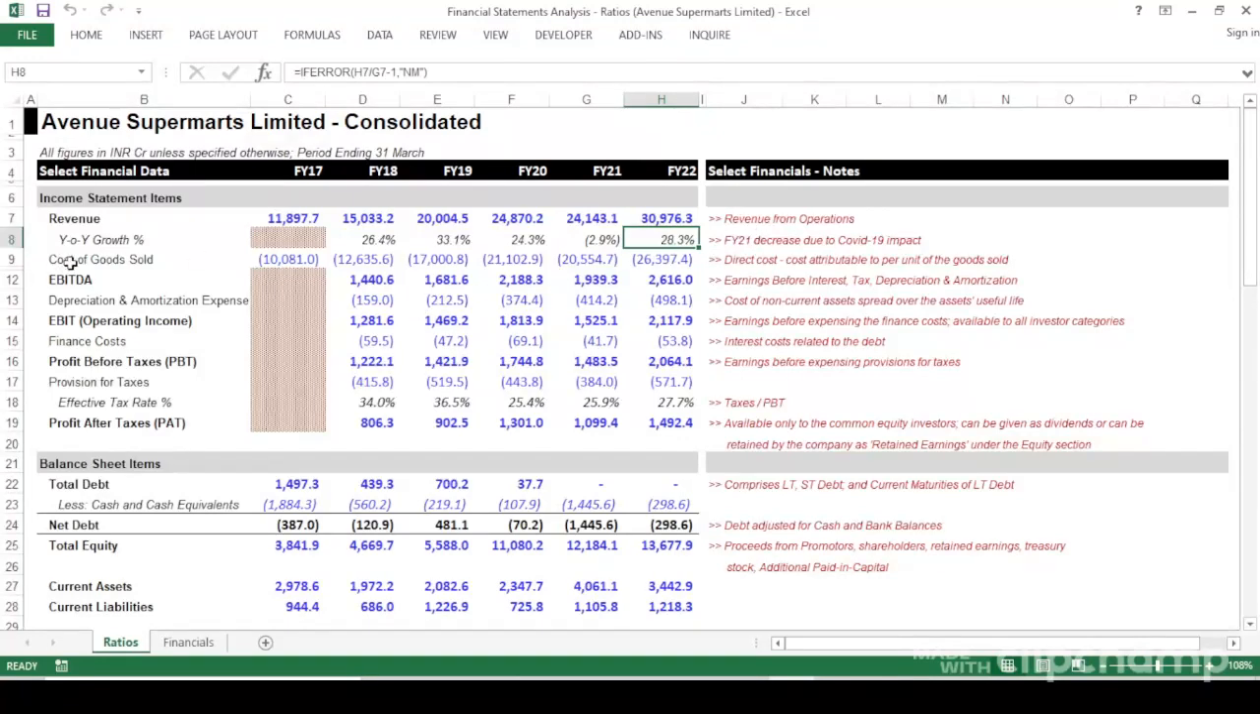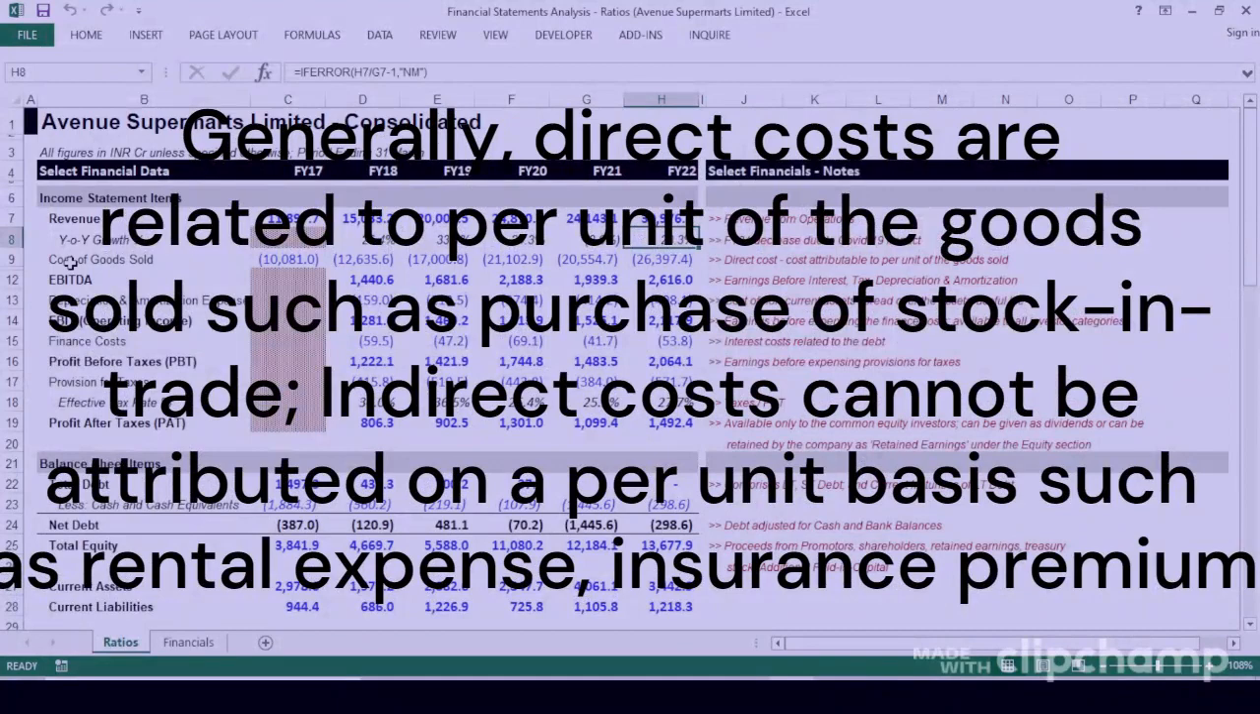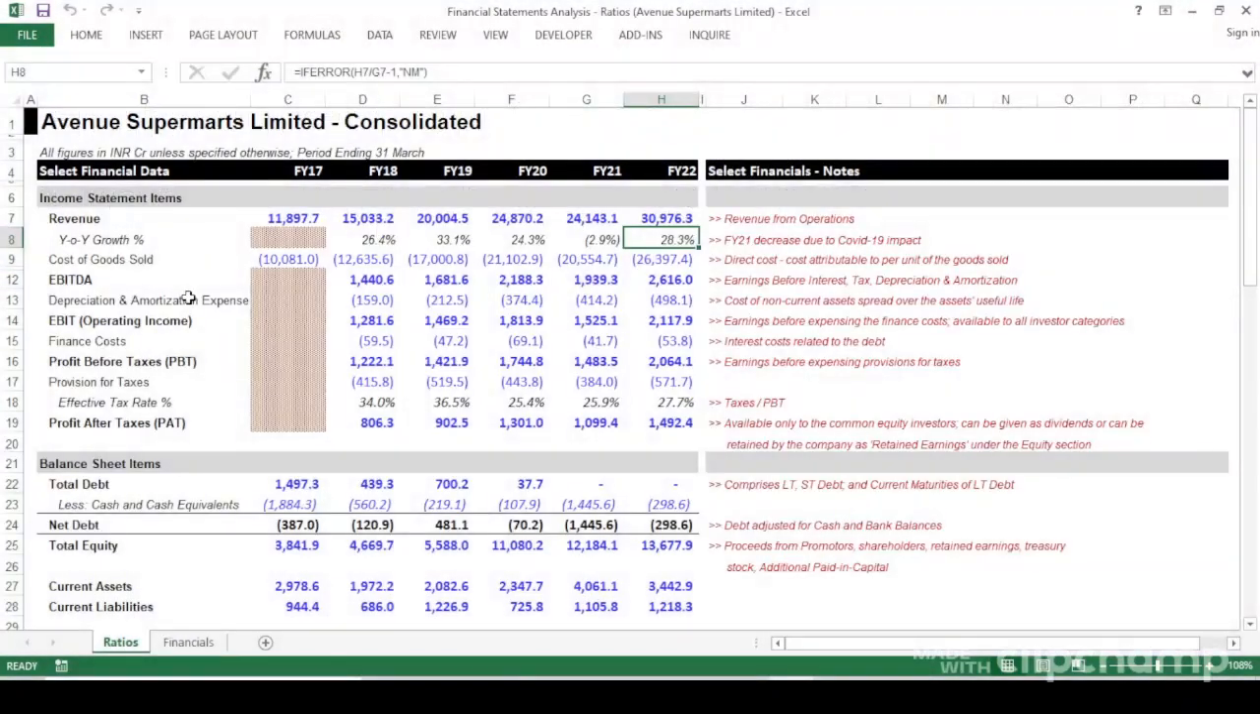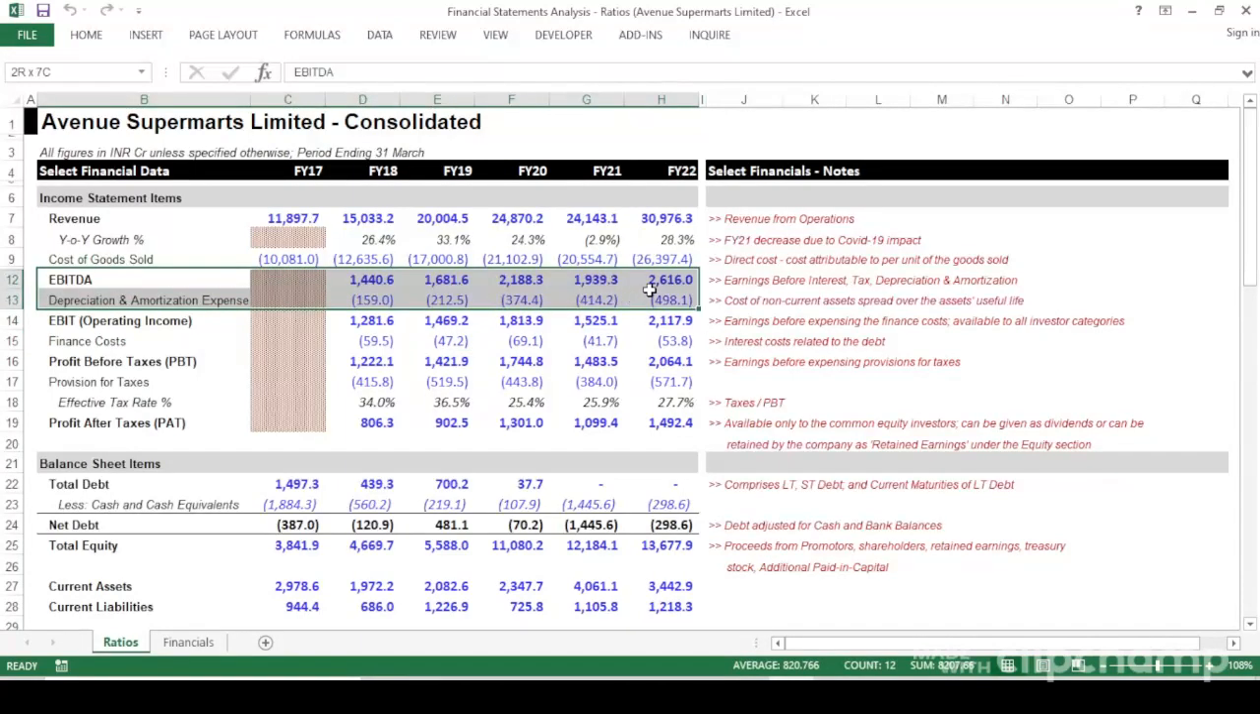After this, we have the cost of goods sold. Cost of goods sold is nothing but the direct costs that can be attributable to each good that is produced and sold by the company. Then we have the EBITDA. EBITDA is basically the earnings before interest, tax, depreciation, and amortization. This is an important metric from the credit perspective.